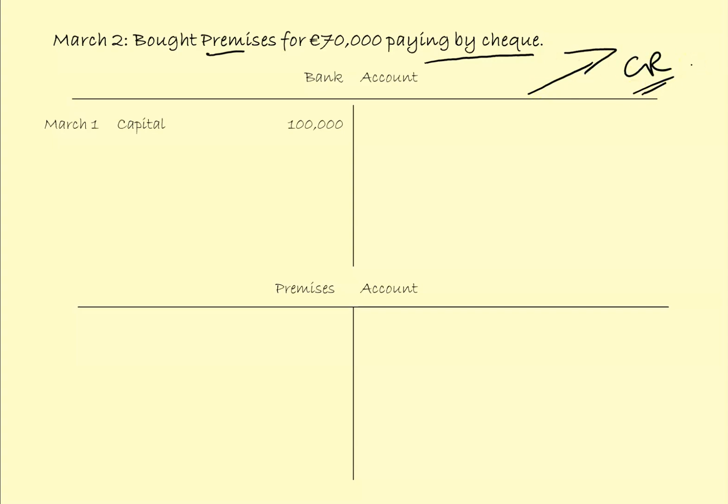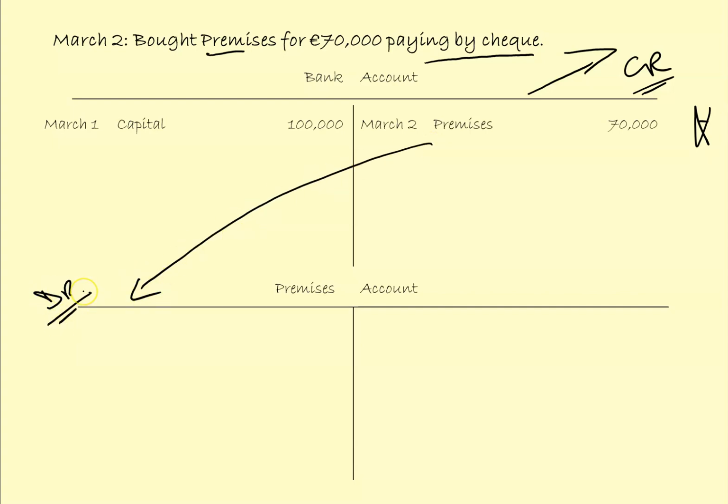So I'll write in here on the credit side of the bank, March the 2nd, premises 70,000. And then down here, I'm going to debit the premises account. So remember, for every transaction there are two accounts. One account will have the transaction recorded on the credit side, and the other account will have the transaction recorded on the debit side. So in the premises account, I'm going to write in here, March the 2nd, bank 70,000.